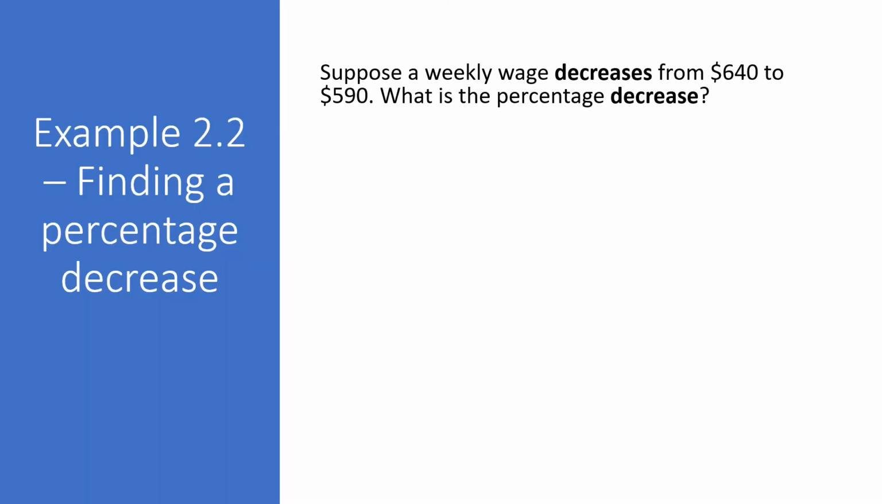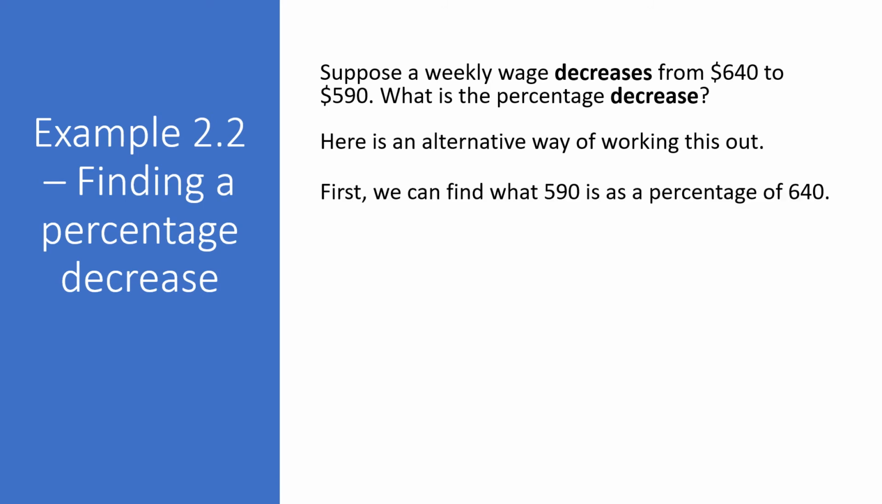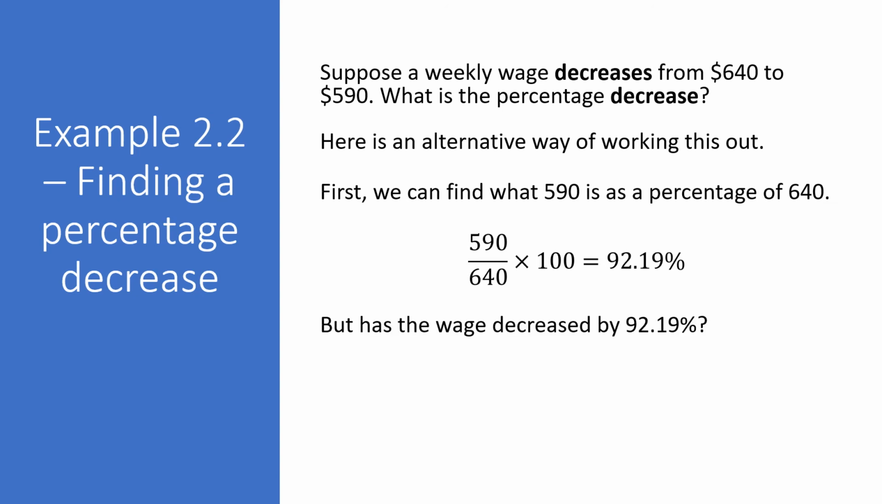Again, I'm going to quickly go through the other way of solving this type of problem. In this method, we straight away work out what is the final amount as a percentage of the initial amount. So we put into our calculator 590 divided by 640 and then multiplied by 100, and we get 92.19%. Now this percentage tells us that 590 is 92.19% of 640. It is not the percentage decrease.